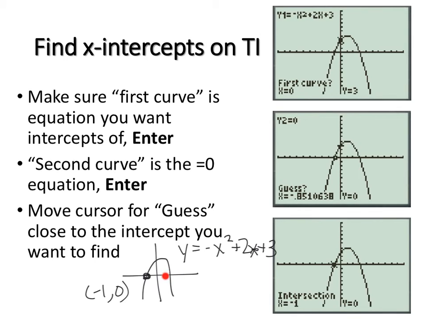In order to find this other intercept, we're going to repeat the process. We'll use second and trace to get to the calculate menu, choose option 5, intersection, pick that first curve, the second curve, but then we'll move our guess to be over by the other x-intercept. You'll have to repeat the process as many times as there are x-intercepts.